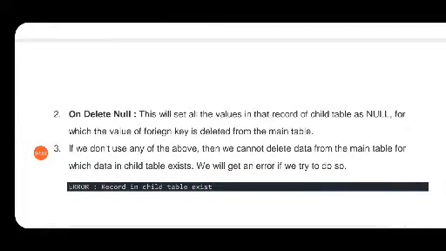Whereas delete null will set all the values in the record of the child table as null, for which the values of foreign key is deleted from the main table. I hope this is clear to all of you. And if we do not use any of the above, then we cannot delete data from the main table for which data in the child table exists, and we'll get an error.